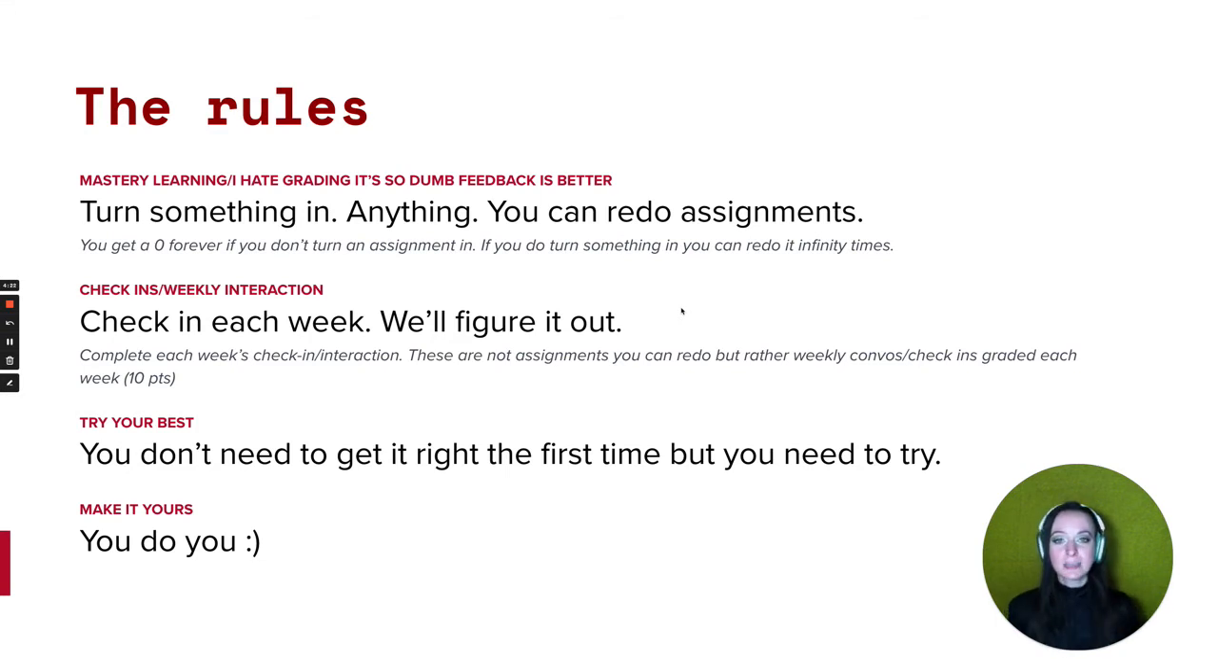So turn something in. As long as you get something in by the deadline, I'll give feedback and you can redo it. However, if you just blow through a deadline and you turn nothing in, then that's it. You can't redo it because you didn't even try the first time. There's nothing to redo. You just didn't do it. I cannot express enough the importance of turning something in.